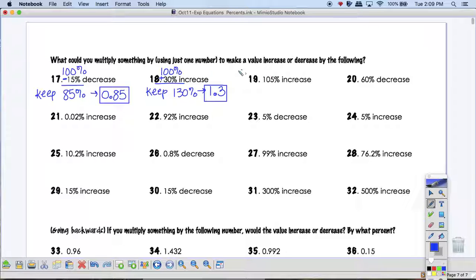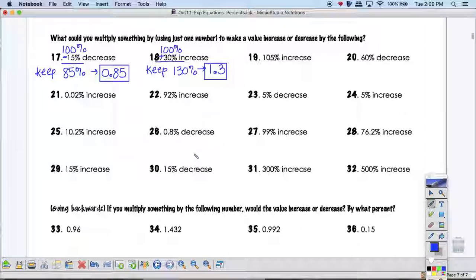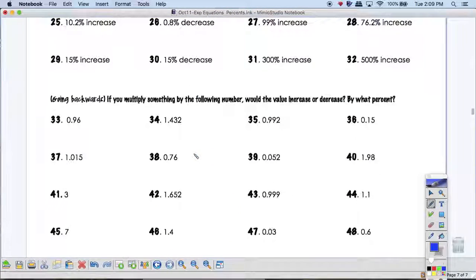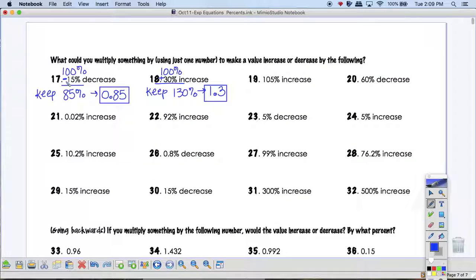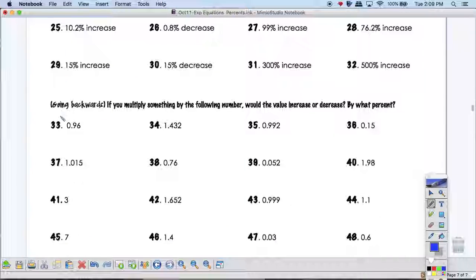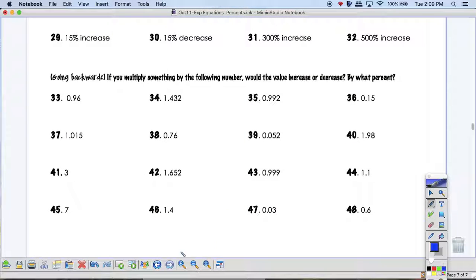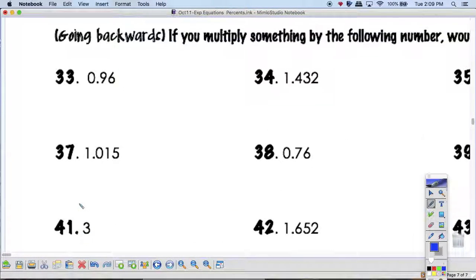Okay, so that's how you're going to do these. You're going to add 100 or subtract 100% and then change it to a decimal. Okay, just either add 100 if it's increase or subtract 100 if it's decrease. We're going to go backwards now. I'm going backwards. So we added or subtracted 100 and then we moved the decimal 2 places to the left. So going backwards, I'm going to start out by moving the decimal 2 places to the right.